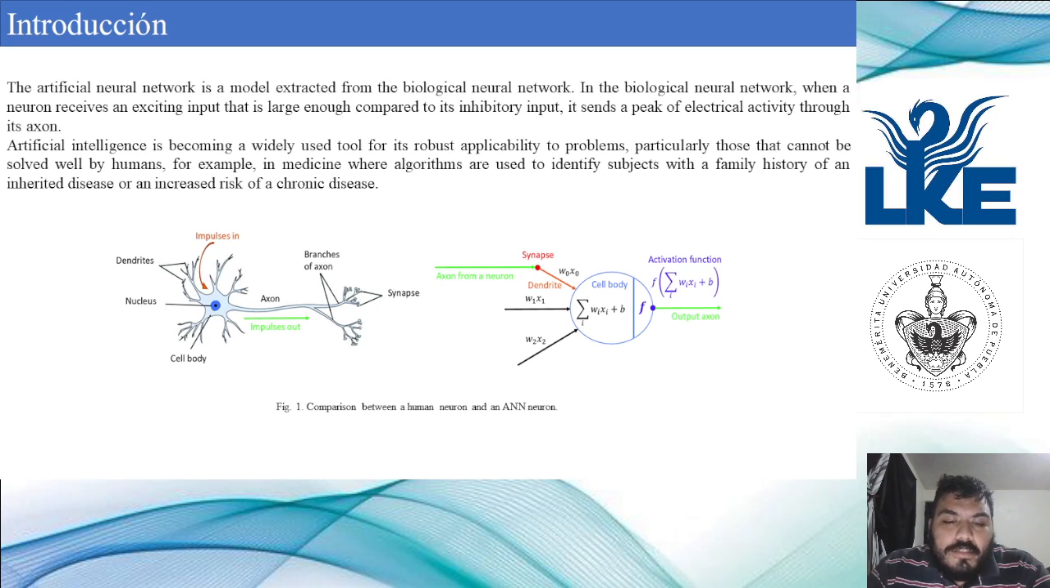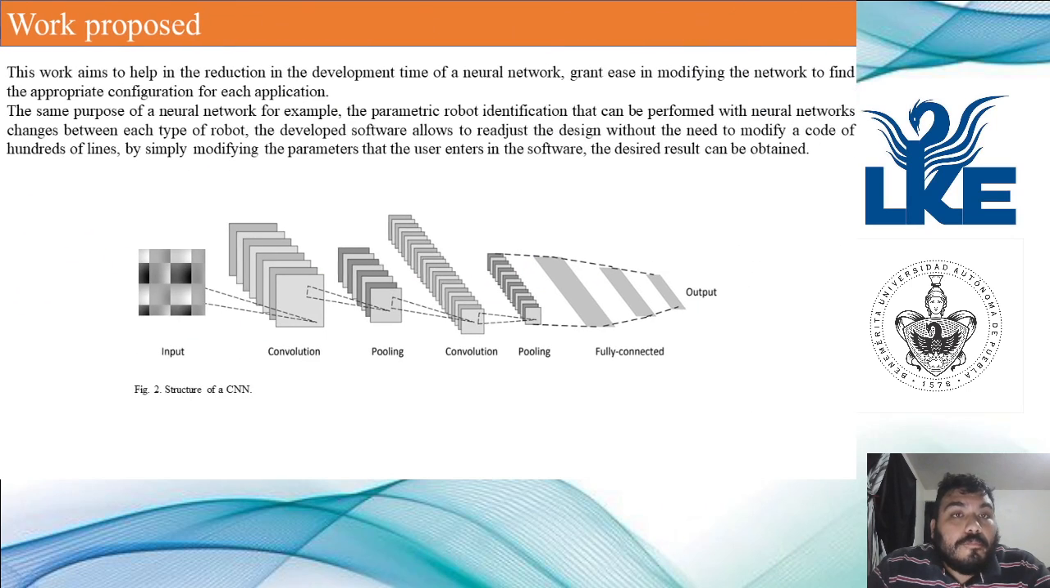Artificial intelligence is becoming a widely used tool for its robust application to problems, particularly those that cannot be solved well by humans, for example the prediction of different events. These works aim to help reduce the development time of a neural network, making it easy to modify the neural network to find the appropriate configuration for each application.